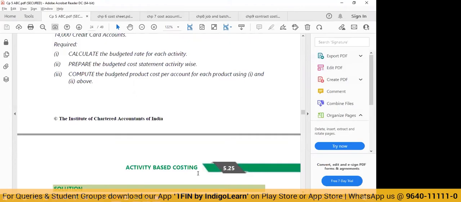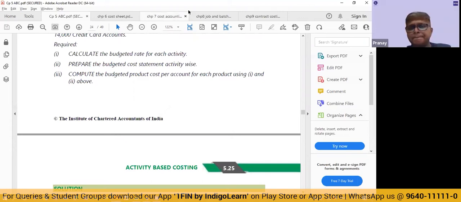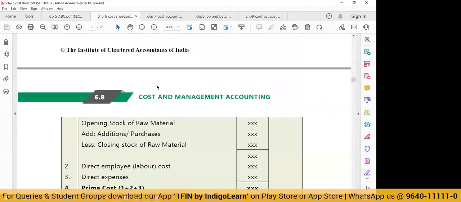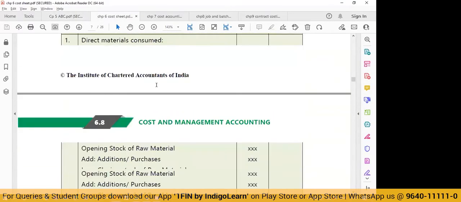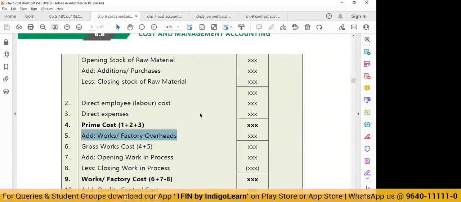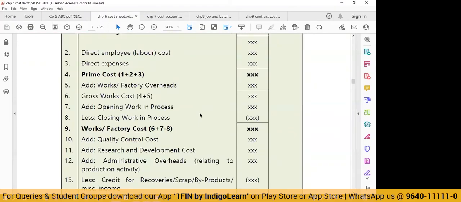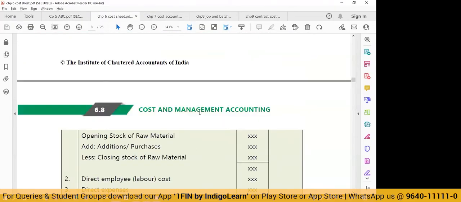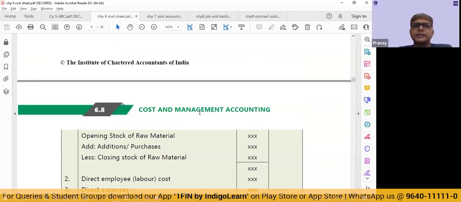Yes, sir. One doubt with respect to the cost sheet. Why are expenses paid for administration of factory work classified under production overhead? Why not factory overhead? Expense paid for the administration of factory work. Why do we classify it under production overhead? Why not factory overhead?